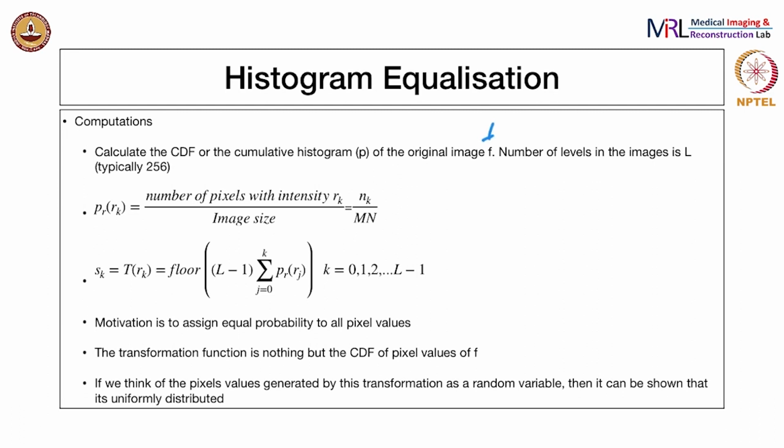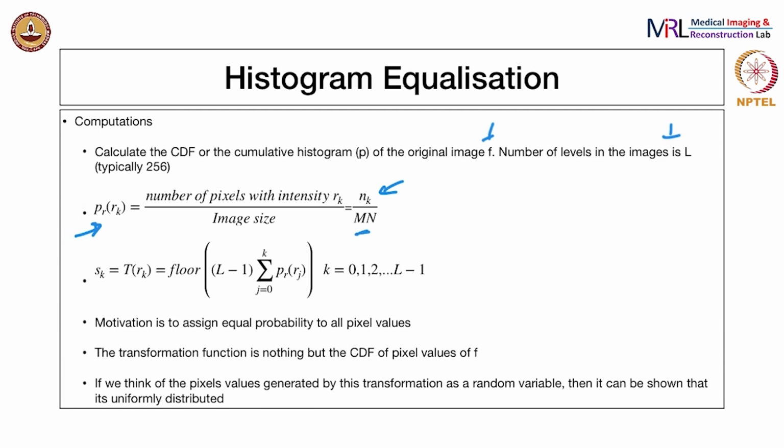Okay. So the number of levels in the image is L. We typically have 256 levels. This is typically how you would calculate the probability of a particular level K: the number of pixels in that level K divided by the total number of pixels, which is nothing but the image size.